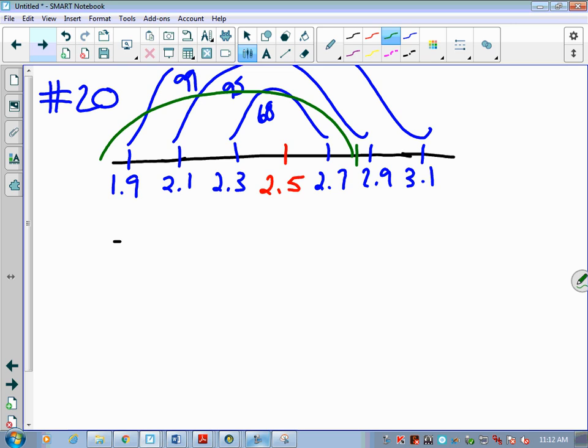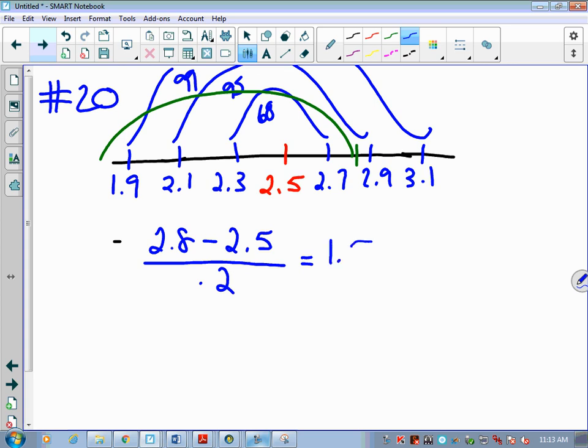So we're going to actually find our z-score for this. Our z-score is the number that we're going to use, which in this case is 2.8, minus our mean of distribution, which is 2.5, divided by our standard deviation, which was 0.2. So 2.8 minus 2.5 divided by 0.2. What do you get? Should get 0.3 divided by 0.2.